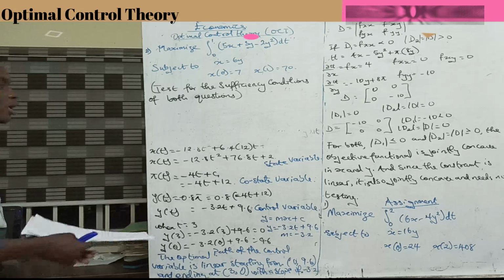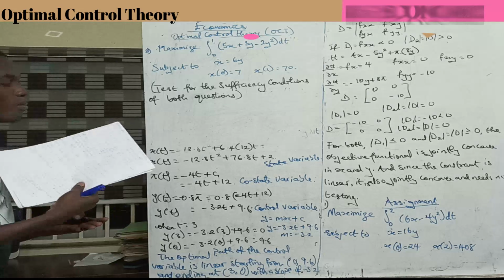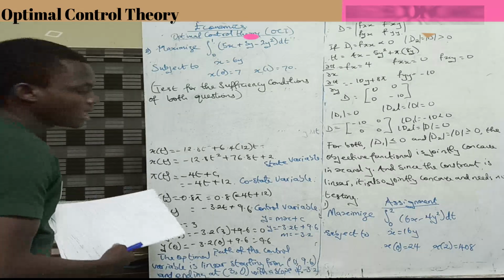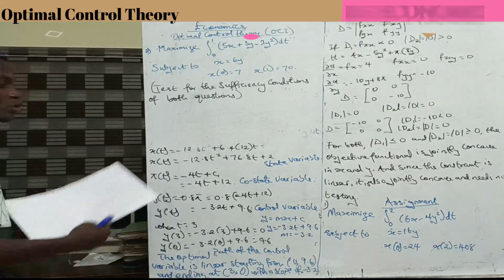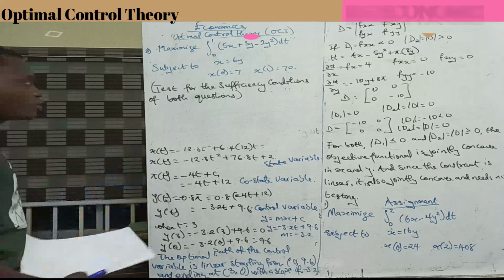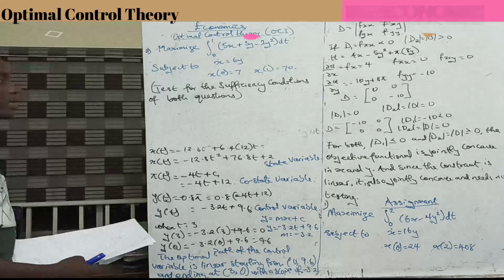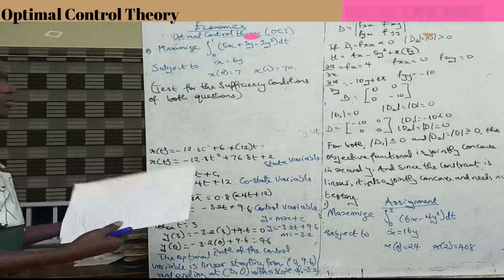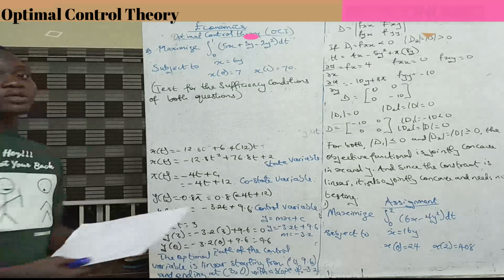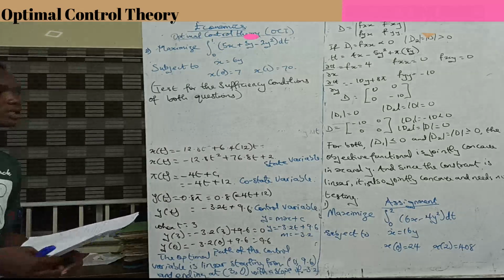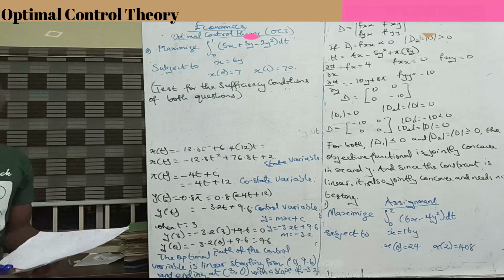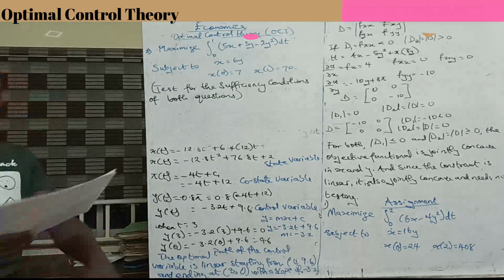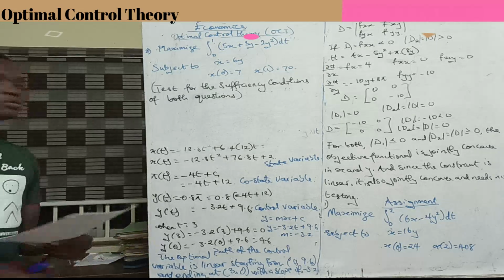When you're done, of course you'll be getting your state variable, co-state variable, and your control variable. Then along the line, the slope. Tell us what the slope is, and tell us what the sufficiency conditions are. Tell us, is it concave, convex, all of those things. So we'll see in the next class.